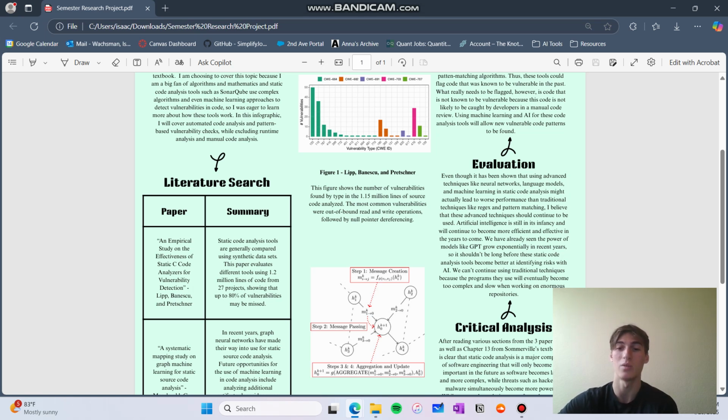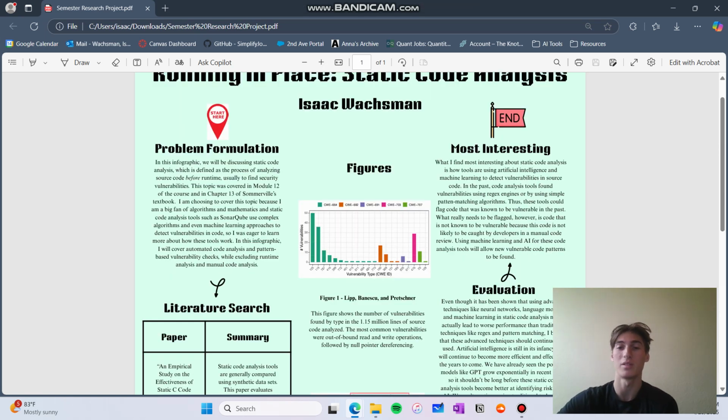We can't continue using traditional techniques because the programs are going to be so complex and slow when they're working on enormous code bases. What I find most interesting is how artificial intelligence and machine learning are being leveraged to detect vulnerabilities in source code. This is extra important because these techniques will allow the tools to find new patterns for vulnerabilities, not just ones that we already know exist.